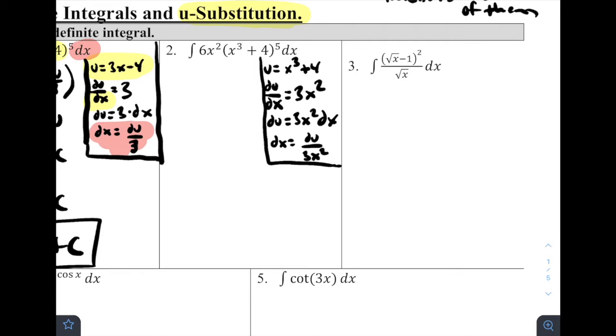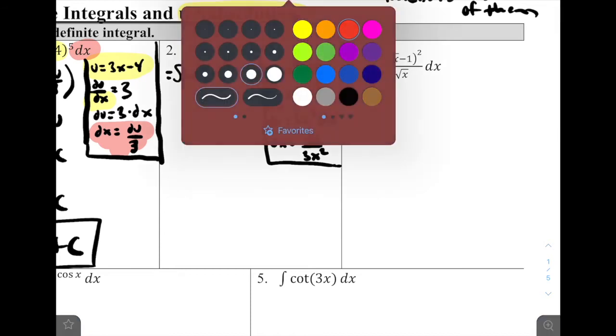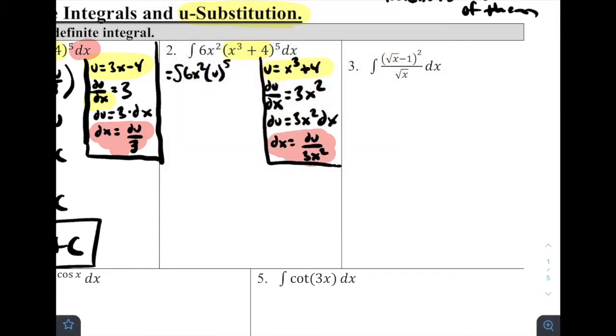And now that we've got this, we're going to set this equal to, well, the 6x squared stays, right? Nothing's changed. We don't have anything to substitute for that. Our u is equal to x cubed plus 4. We're going to put that there where that is. So that's going to be u to the 5th. And then our dx is du over 3x squared. So that's going to become the dx. So that's going to be du over 3x squared.